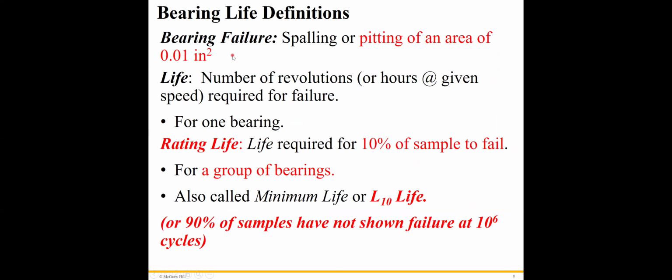So the bearing life that I mentioned, for the pitting area of 0.01, defines the number of revolutions or the hours at the given speed. For one bearing, we say the rating life is required for 10% of the sample to fail. For a group of bearings, it's called the minimum life, or L10. So L10 means 90% of the sample have not shown failure at 10 to the 6 cycles.